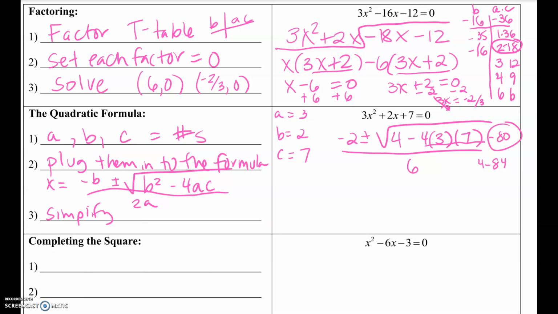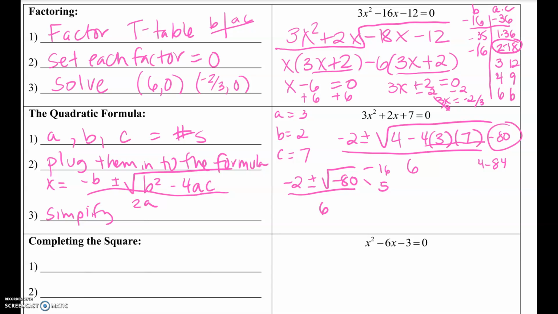And previously we would have said, oh, no real solutions. But we've learned about imaginary numbers, so we're going to keep going. So I'm going to say negative 2 plus or minus the square root of negative 80, all divided by 6. So negative 80 is going to be 16 times 5. So remember, we want to simplify our radical by taking out any square factors.